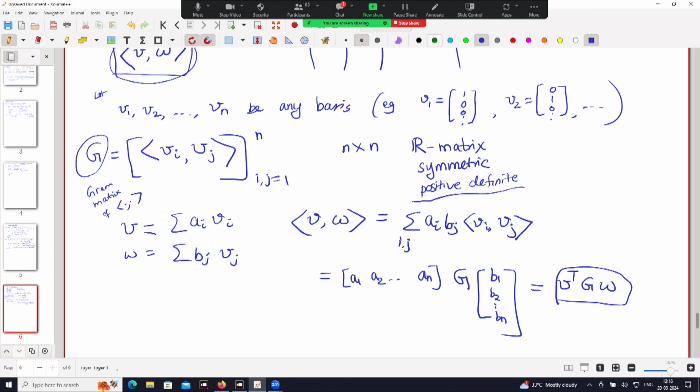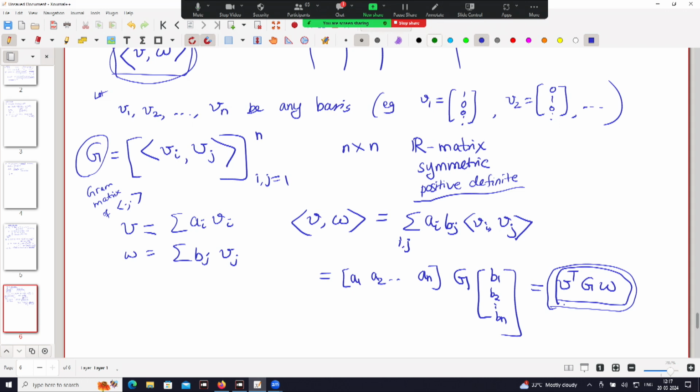Okay, in fact, any inner product can be obtained in this manner. You could start with a positive definite symmetric real matrix and define your inner product in this way as V transpose GW. The other example of an inner product that I gave you for R2 is something like this. It comes from a different positive definite Gram matrix.